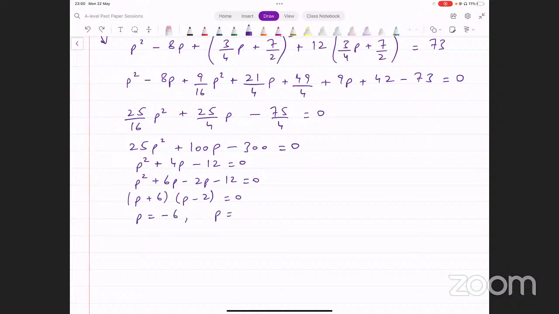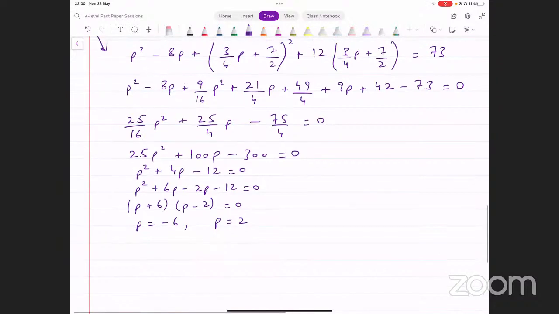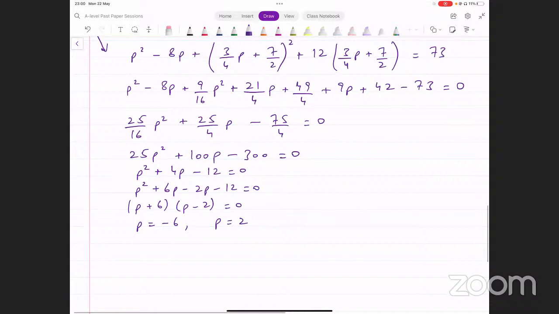ये दो आपके पास p के values आ गए. Yeah, pretty complicated, but we get this at the end. As long as you don't do any careless errors, you should get this eventually. All right, ये हो गया. अब क्या करेंगे? अब इसको हम simplify कर लेते हैं और देखते हैं हमें इससे क्या मिलता है.